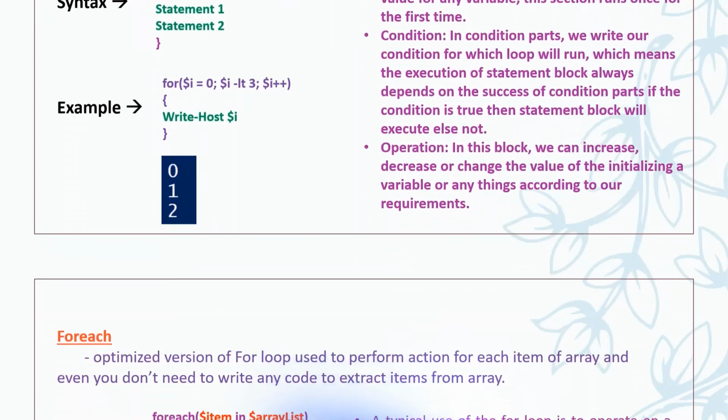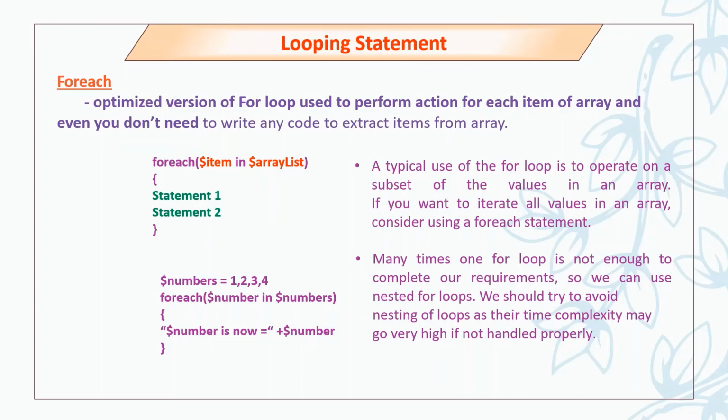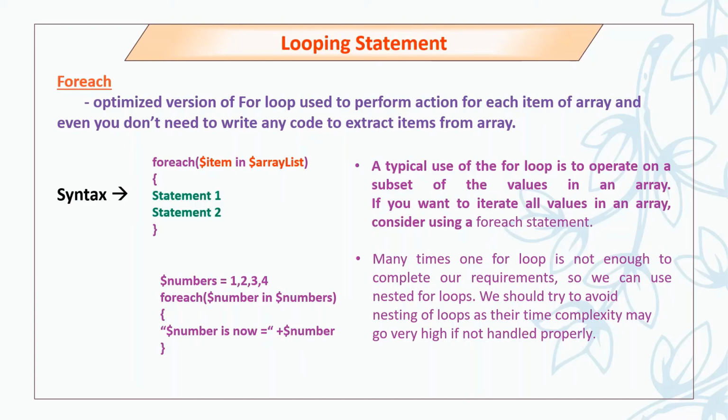Next is for each. For each is an optimized version of for loop. It's used to perform an action for each item of an array, and you don't even need to write any code to extract items from the array. The typical use of for loop is to operate on a subset of values in an array. If you want to iterate all values in any array, consider using the for each loop. As you can see in this example, we are printing the value of every item of the numbers array.